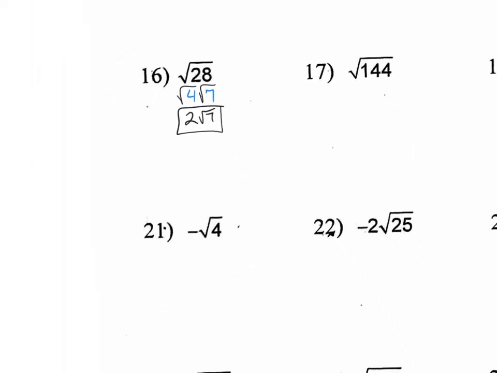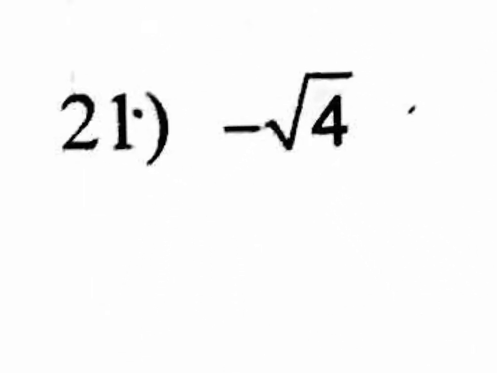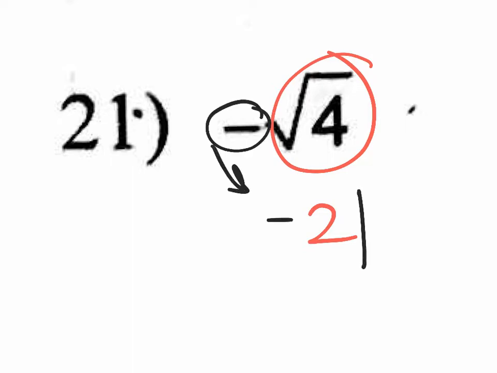Now, number 21, is that going to be imaginary? No. You have the square root of 4. What's square root of 4? 2. And what about that negative in the front? Just bring it down. -2. -2 is your answer. Look at that.